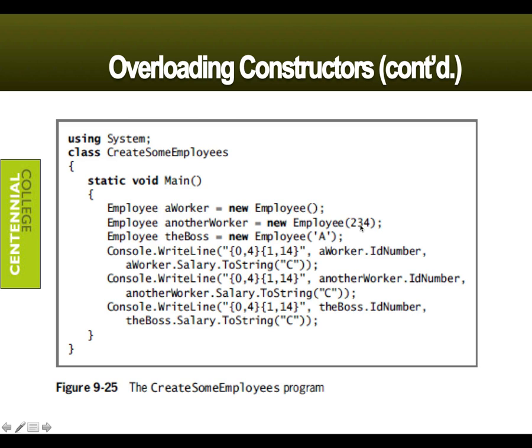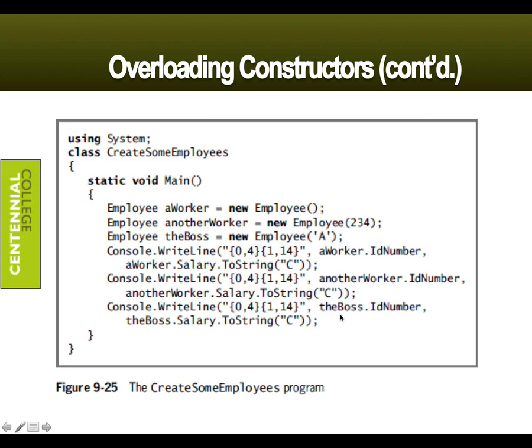So this is the ID, and this is the string value, right? And if you notice, when I write line, I can say a worker.id number for my first worker. And for another worker, I can do the ID number and the salary, and I can use the toString method of the salary property to convert it to string and make it a dollar value. That's what C stands for: currency, right?